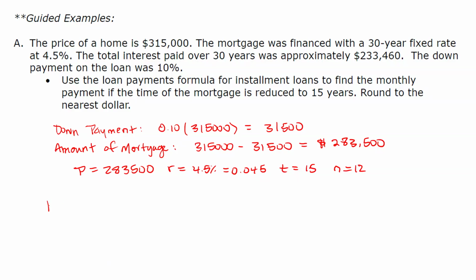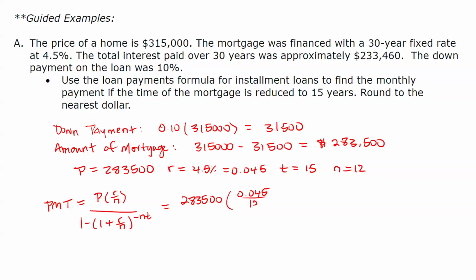So PMT is going to be P times R over N, divided by 1 minus (1 plus R over N) raised to the negative NT. Substituting in my values for the variables, I know my P, my R, and my N, and then I'll be able to enter this into my calculator to get my monthly payment.